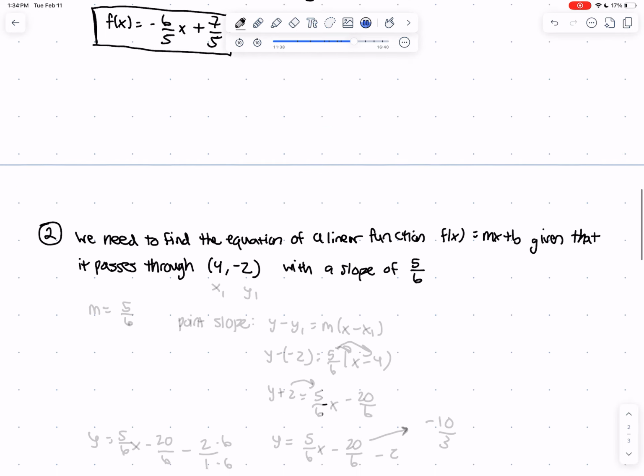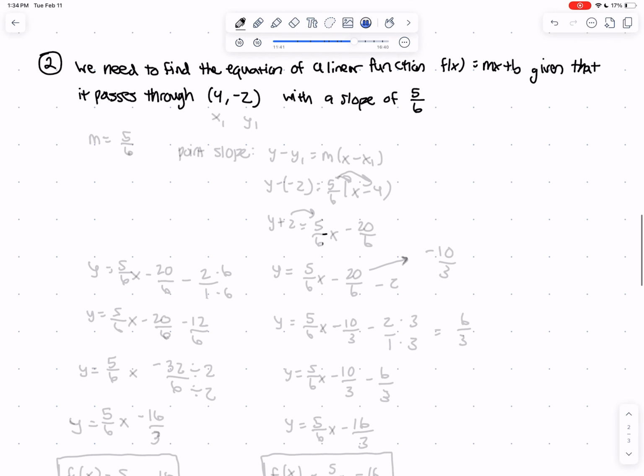Let's do a second example. We need to find the equation of a linear function f of x equals mx plus b, given that it passes through our 2 points with a slope of, so that means m is 5 over 6. And then we label our points x1 and y1.